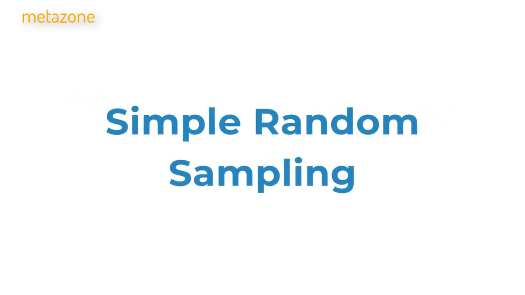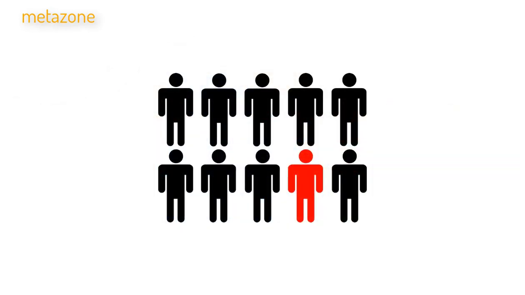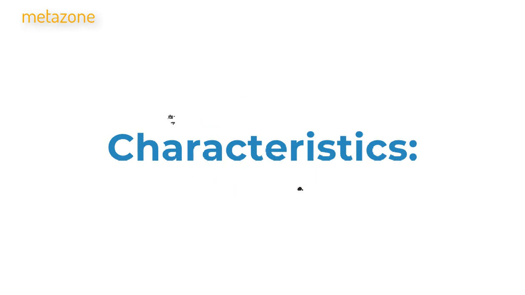Simple random sampling is a technique where each individual in a population has an equal chance of being selected. In simple terms, it's like putting all the names of the population into a hat and drawing names at random to form your sample. Characteristics of simple random sampling.